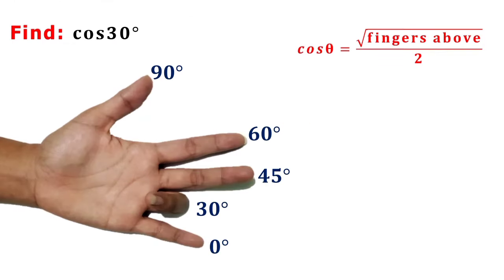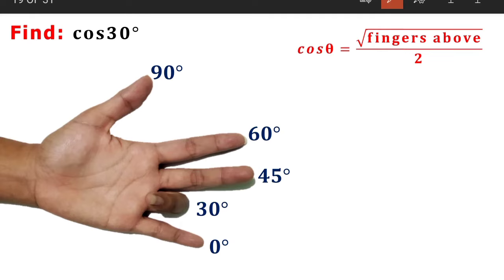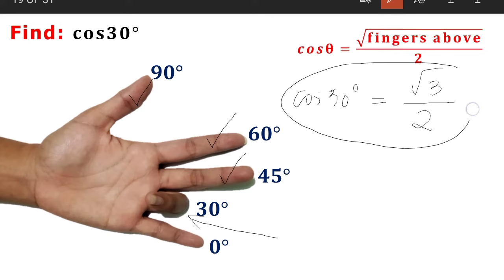Next, cosine 30 degrees. So for cosine 30 degrees, you have to fold your finger representing 30 degrees. This is your ring finger. So cosine 30 degrees equals, how many fingers above? We have 1, 2, 3. So we will write here square root of 3 over 2. So cosine 30 degrees is equal to square root of 3 over 2.